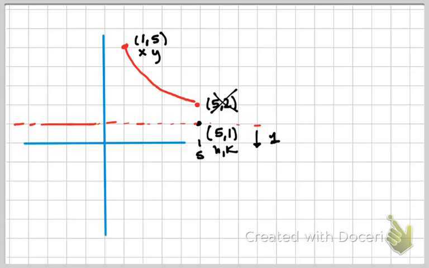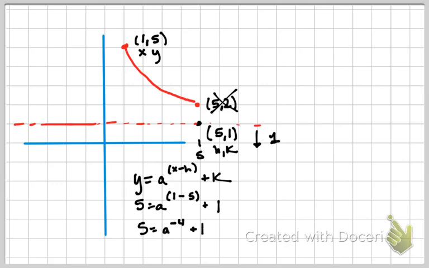Now when we look at the math, go ahead and write out the equation, a to the x minus h plus k. We're going to substitute everything in, so we have 5 equals a to the 1 minus h, which is 5, plus k, and k will be 1. Alright, so then we get 5 equals a to the negative 4th plus 1. Now we're solving for a. Subtract 1.